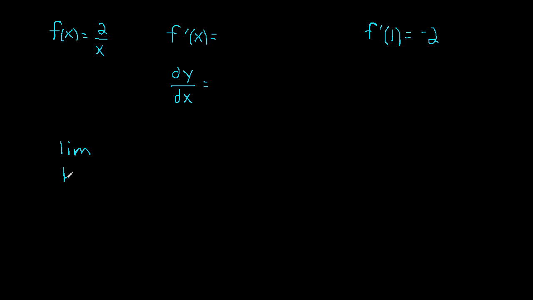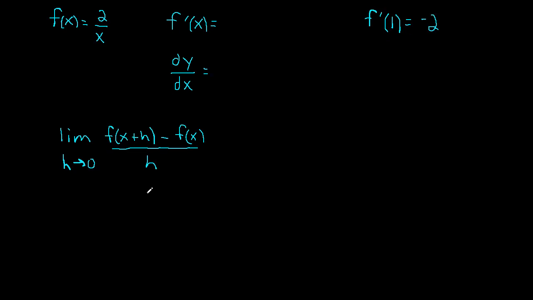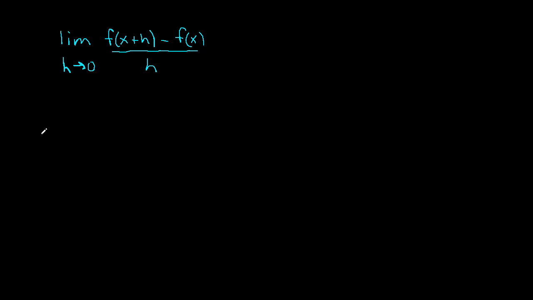Not at 1. We don't care about 1. We want to know what is the derivative, the slope of any tangent line at some generic point x. Okay, and we do that by evaluating this limit right here. By now you should be familiar with it. Okay, this looks familiar from our graph. All right, let's go ahead and evaluate this limit.